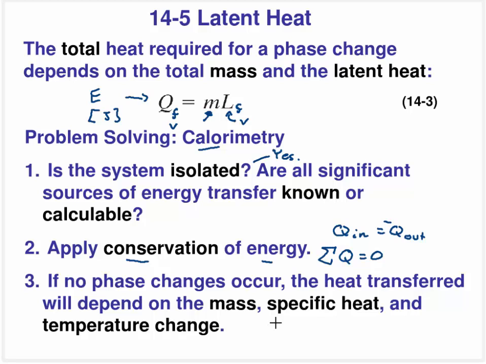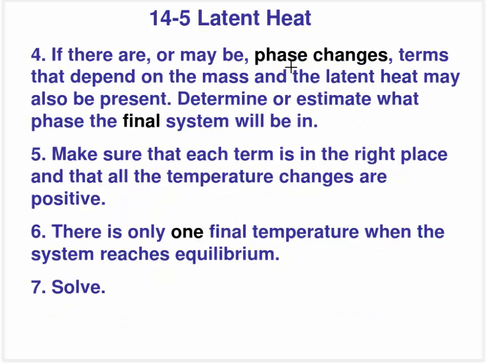If there are no phase changes, then very simply we say that the heat involved is going to be the mass times the specific heat times the change in temperature. If there are phase changes, then we also have to say there's going to be some heat associated with the phase change, which is going to be the mass multiplied by the latent heat. You can take a look at the temperatures, typically of water, and know if there's going to be a phase change, and whether it's fusion or vaporization.